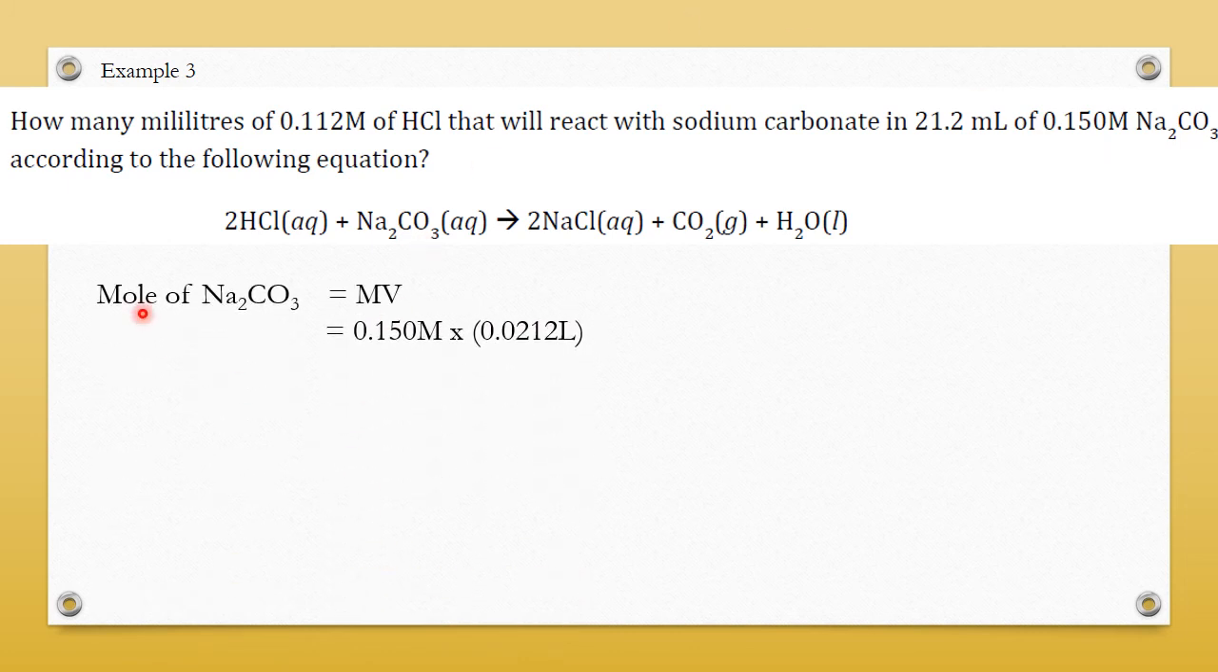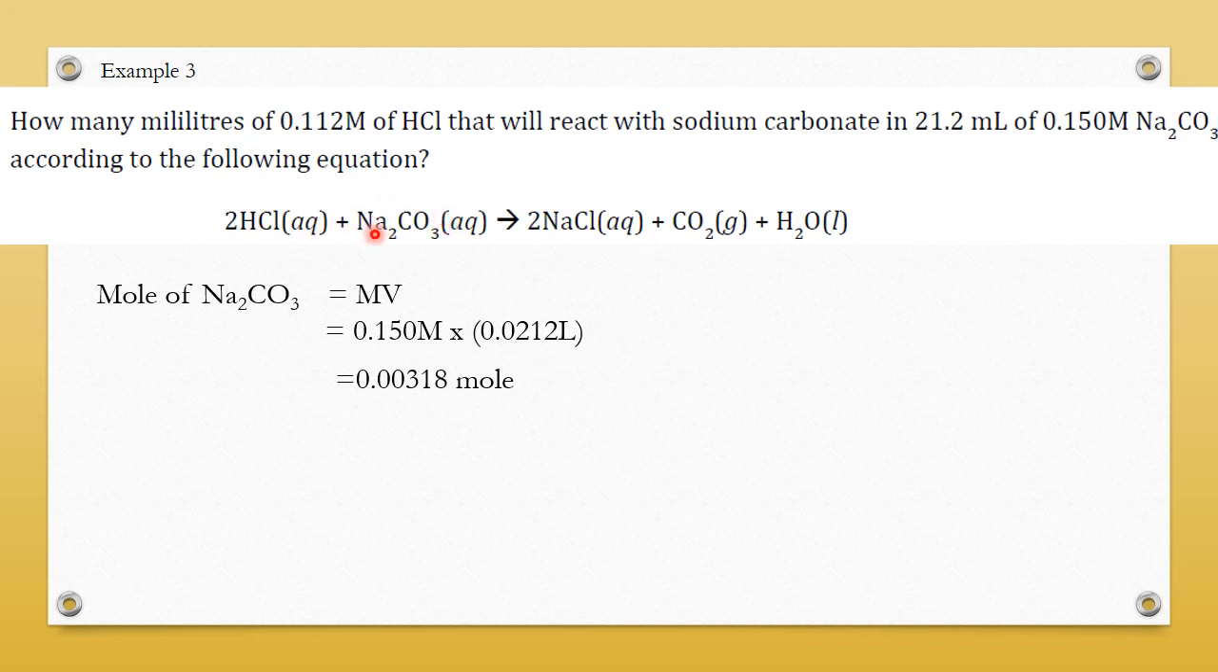As we know, molarity is equal to mole of solute over volume of solution. So to find the mole, we use molarity multiplied by the volume in liter. So the mole of sodium carbonate used is 0.00318 mole. This means that in this titration, we are using 0.00318 mole of sodium carbonate.